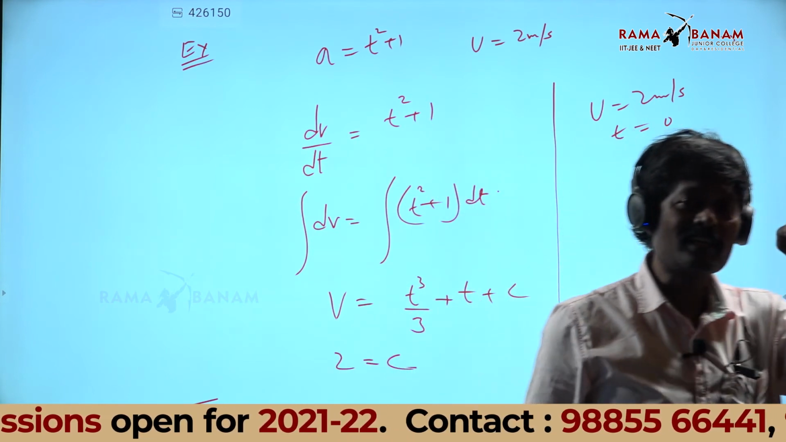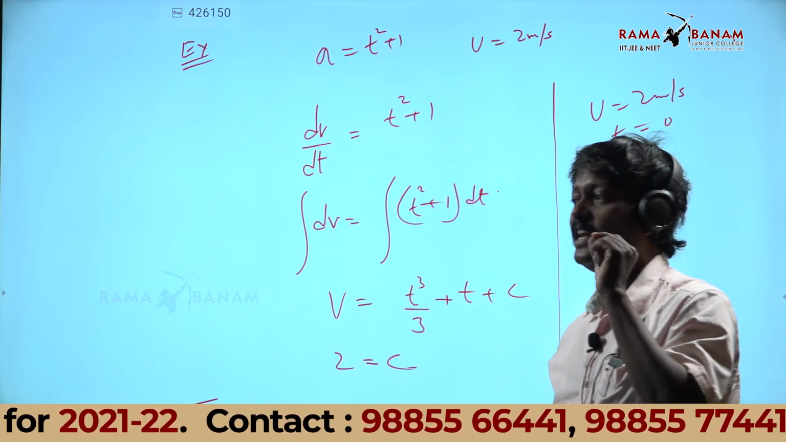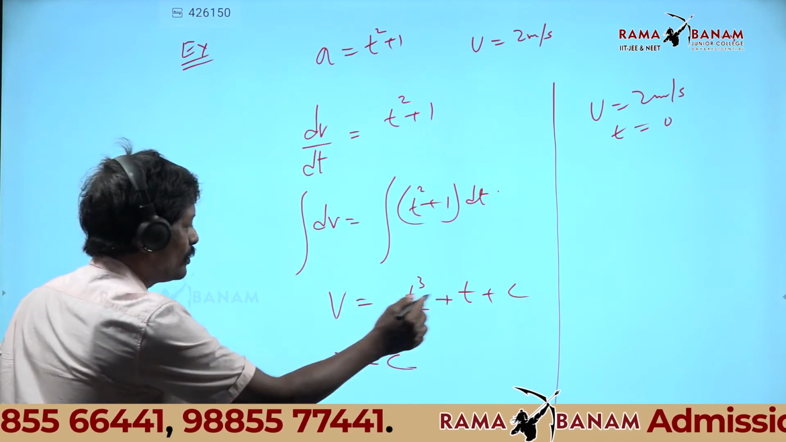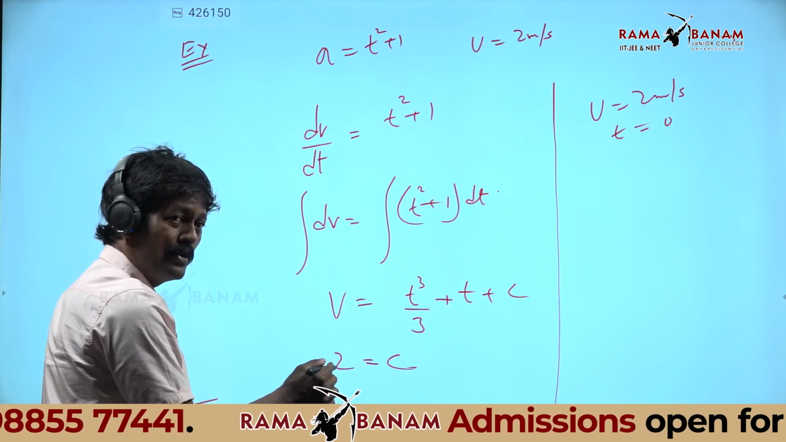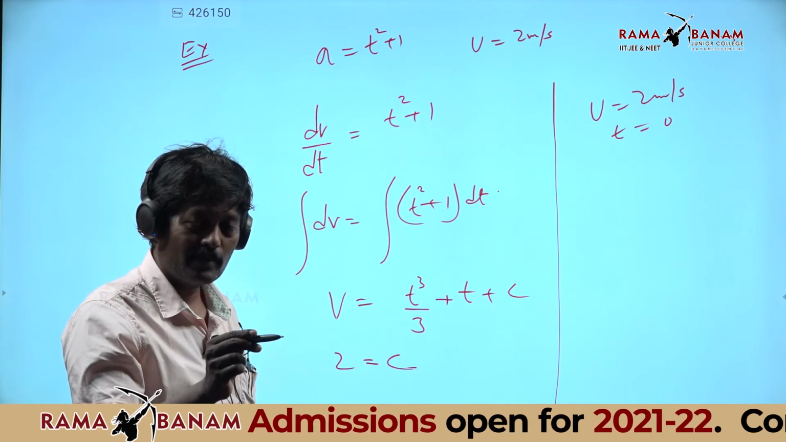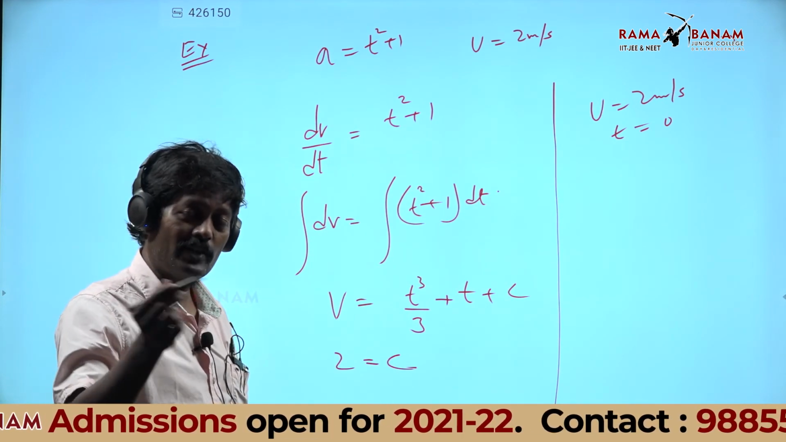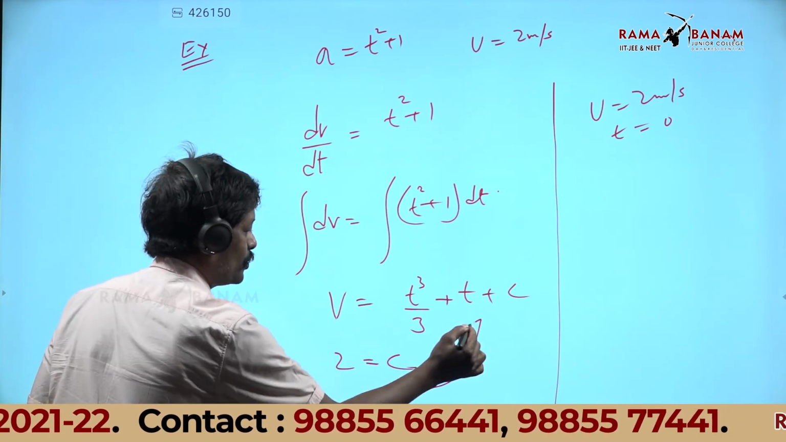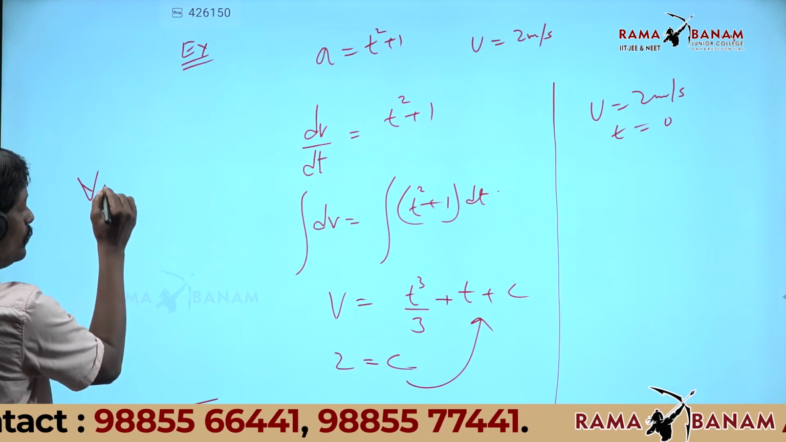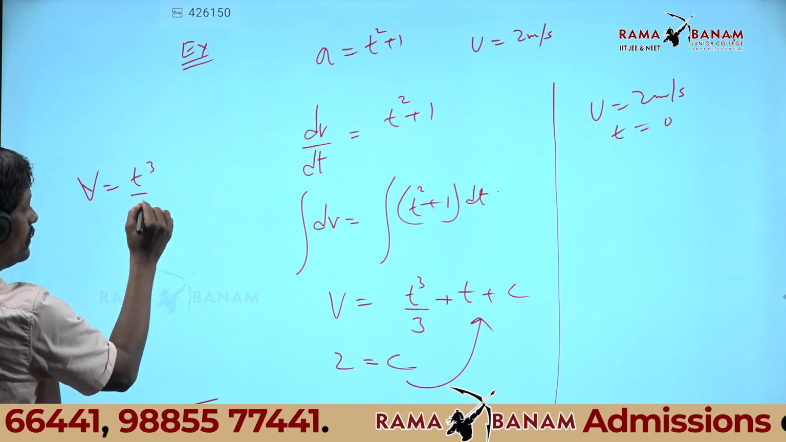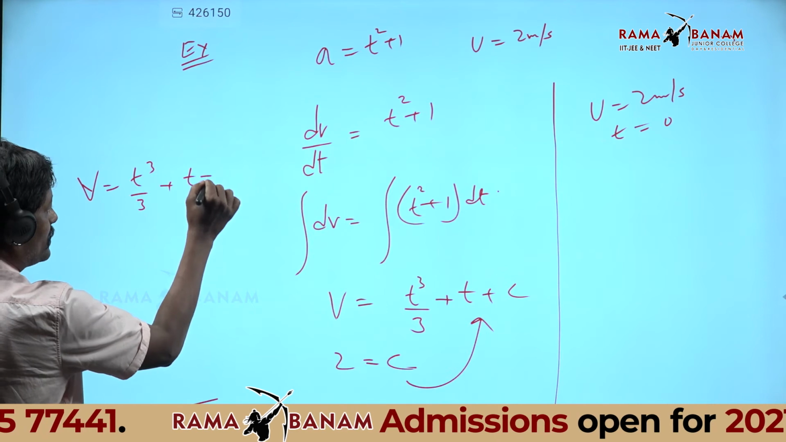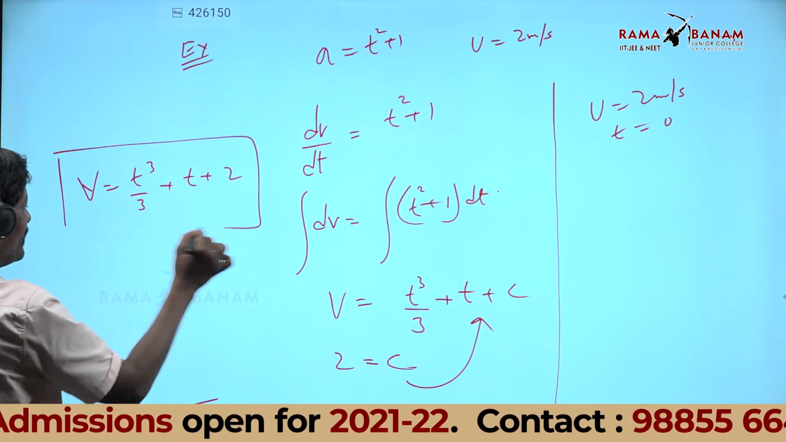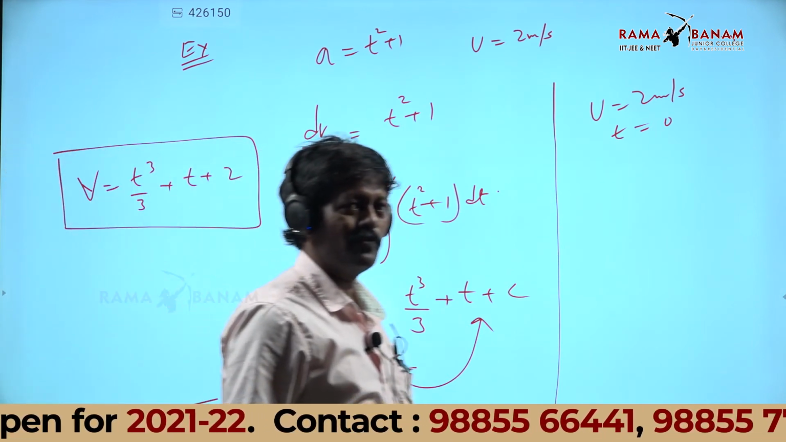From the initial conditions given, I will get the integration constant. So at t equal to 0, velocity is not 0. The body did not start from rest; the body already had initial velocity 2. So the C value is 2. Substitute back. V equal to t cube by 3 plus t plus 2. Now this is the velocity equation. We got a beautiful equation for velocity.